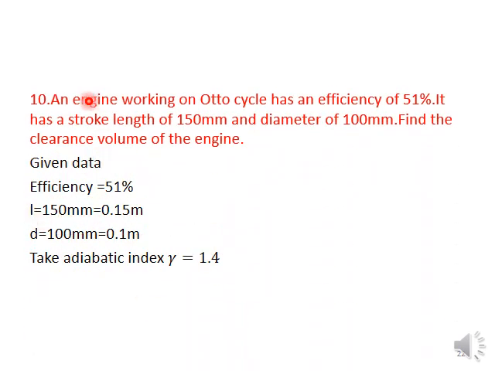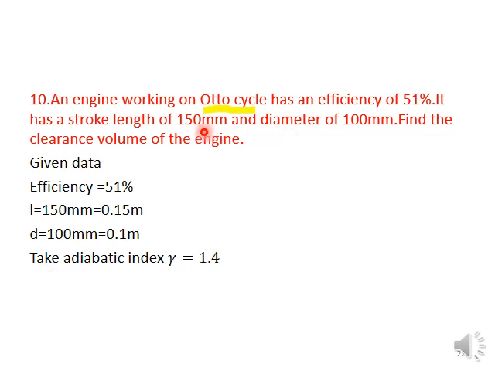Next problem. An engine working on an Otto cycle has an efficiency of 51 percent. It has a stroke length of 150 mm and diameter 100 mm. Find the clearance volume of the engine. Here they mention it is an Otto cycle, and efficiency is 51 percent, which you can write as 0.51.